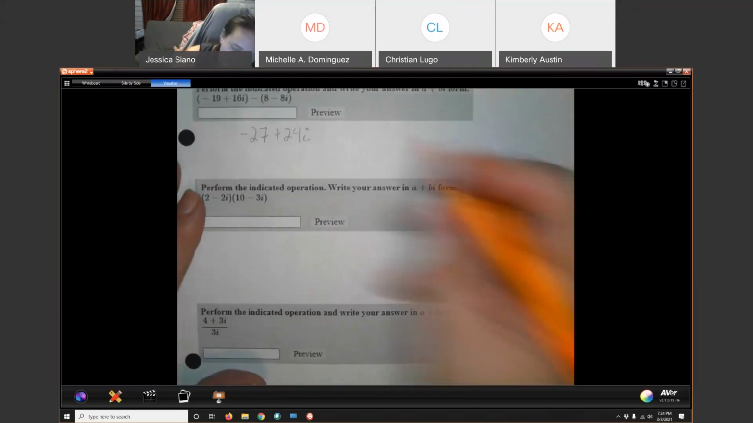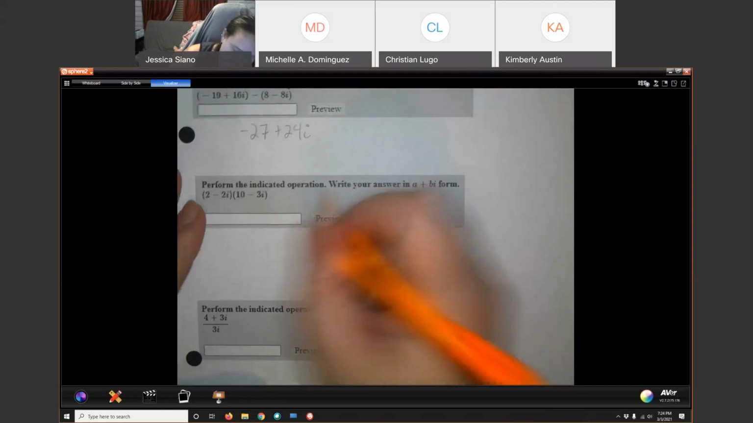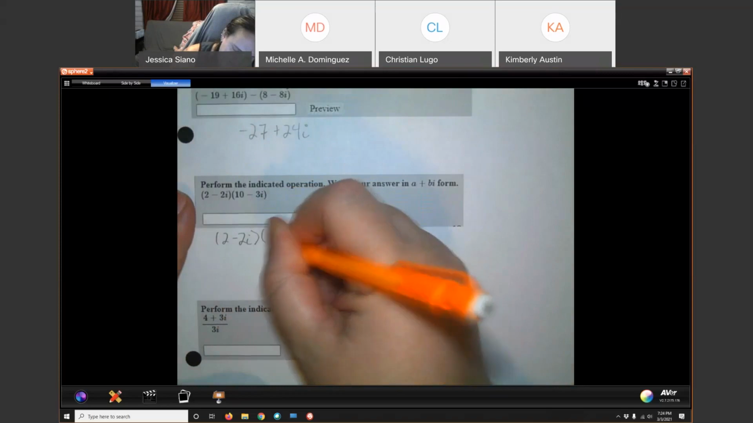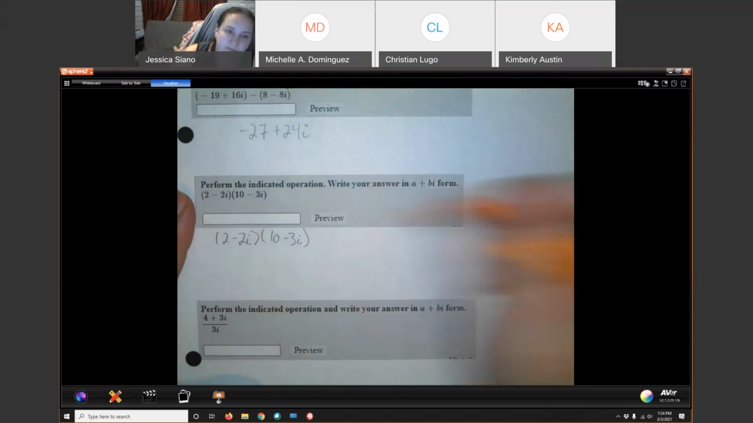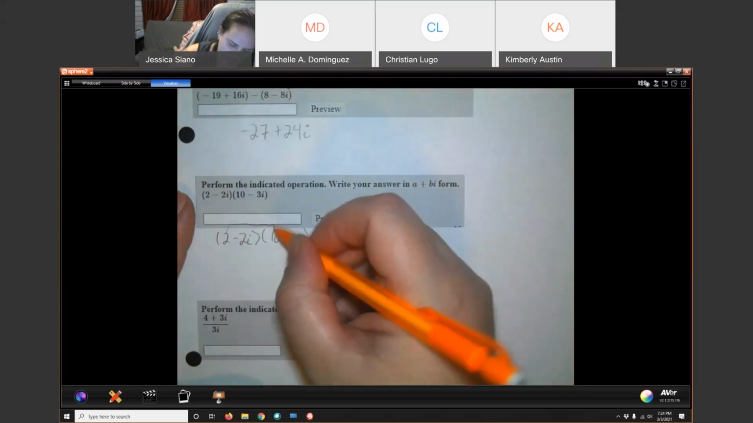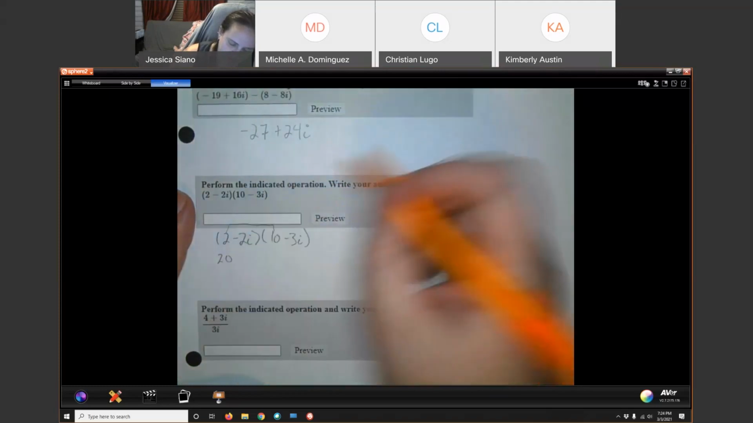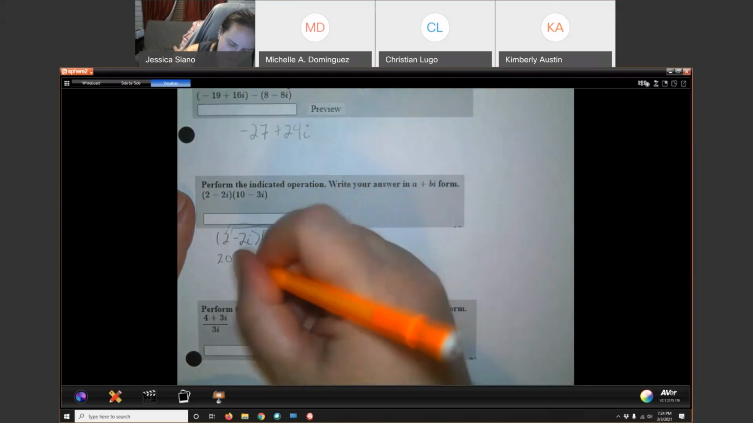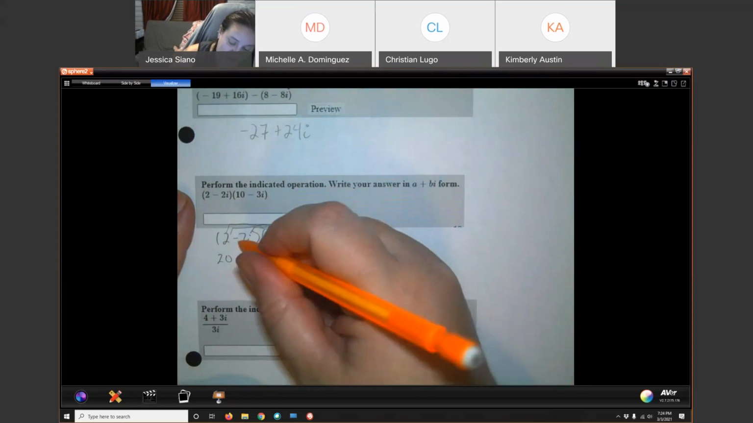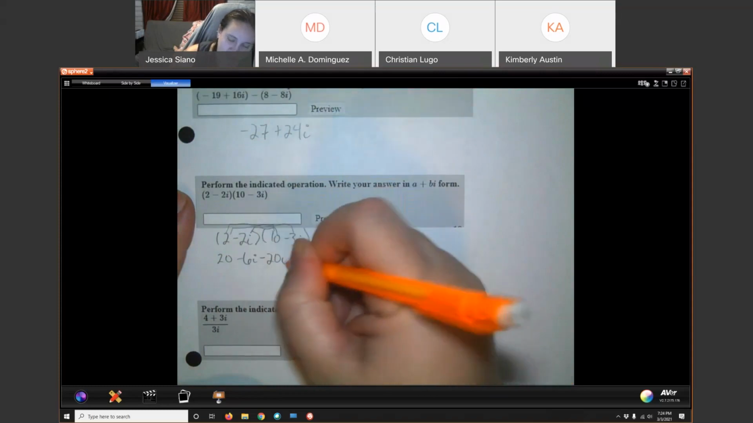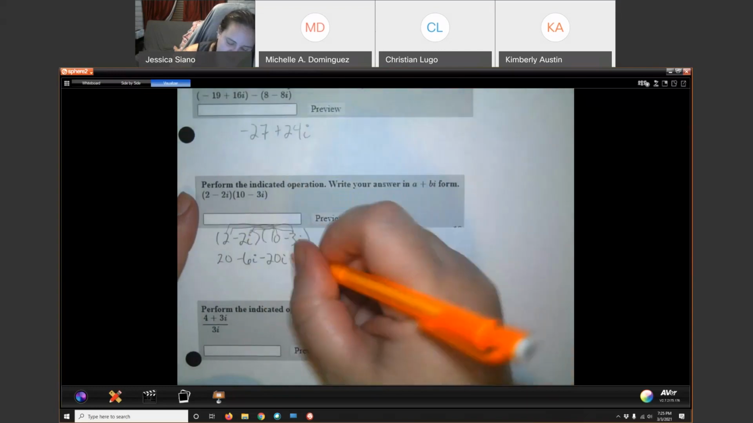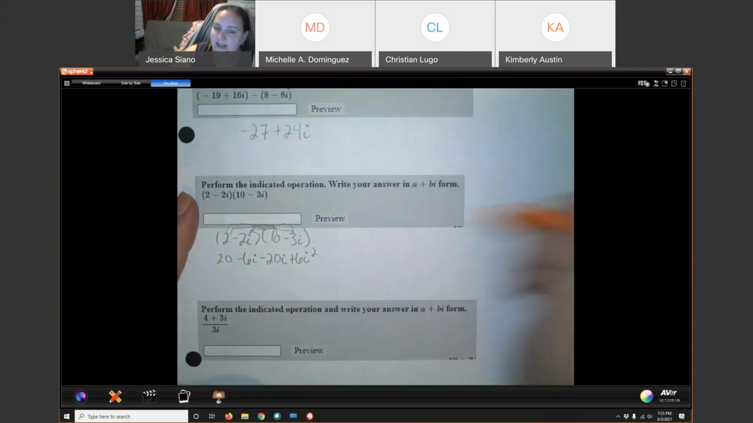And then when we're multiplying, we're also going to multiply the same way that we would if that was just any other variable. So 2 times 10 is 20. 2 times a negative 3i is negative 6i. Negative 2i times 10 is negative 20i. And negative 2i times a negative 3i is a positive 6i squared.